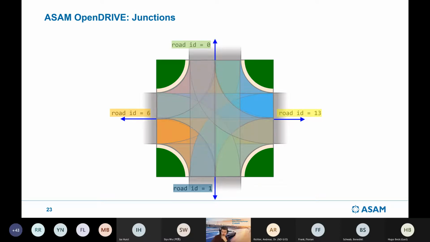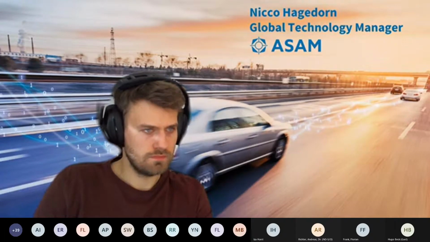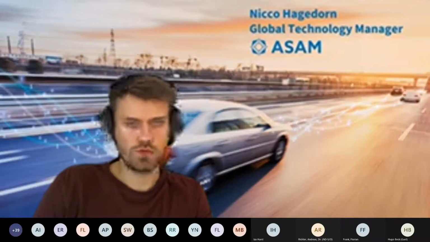And that was the very quick and rough overview of OpenDRIVE. And now we can jump into the Q&A session. Are there questions towards OpenDRIVE?